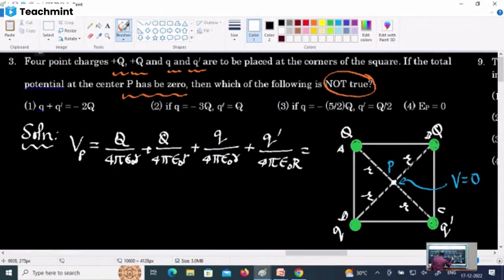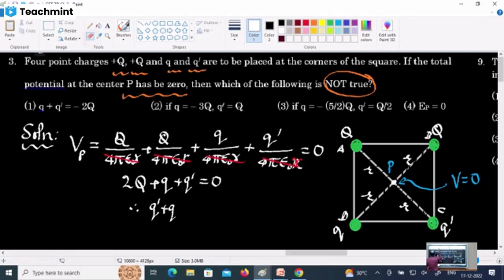And according to him, the total potential at the point P is 0. Definitely, you can multiply both the sides by 4 pi epsilon naught small r, thereby cancelling off the denominator. The numerator, only this stays: 2Q plus q plus q dash equals 0. So therefore, q dash plus q is equal to minus 2Q. So therefore, the first choice is correct, but that is not the answer. What we have to identify is which is not true.